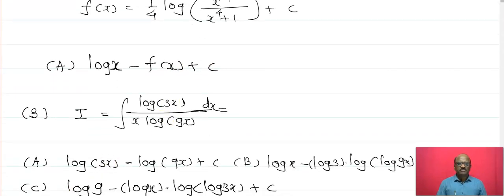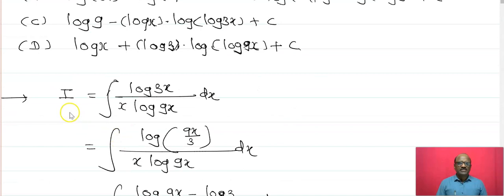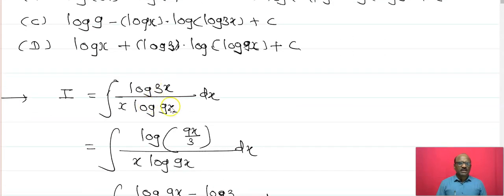Now the next example, question number 3. That is I is equal to the integral of log of 3x upon x log of 9x dx. Now see the solution of this. That is I is equal to log of 3x upon x log of 9x. Now this can be written again as I is equal to the integral of log of, this 3x can be written as 9x upon 3, upon x log of 9x.